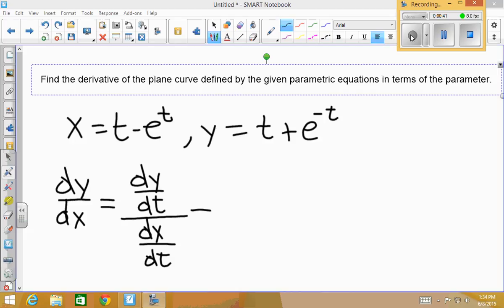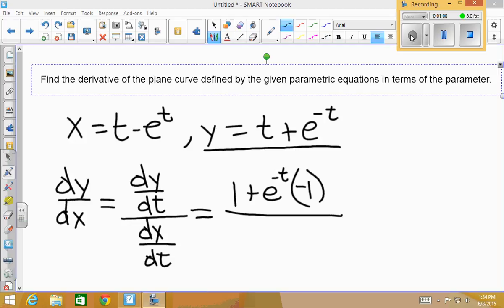All right, the derivative of y with respect to t, in this case its derivative would be 1 plus e to the negative t times the derivative of negative t, which is negative 1. Chain rule is applied there. Okay, then we divide by the derivative of x with respect to t. The derivative of x with respect to t would be 1 minus e to the t.